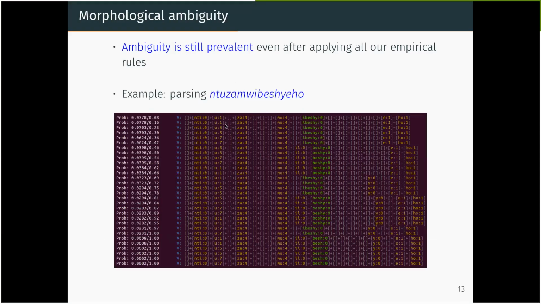Okay, so I think we can go next to the morphological disambiguation problem. So here is an example of analysis. You have something like mpuzamwibeshyeho. When you analyze it, you have to look through all of the combinations of affixes that match the morphographemic rules. You find a long list, and you need to choose from each of these segmentations which one is correct. And this is a hard problem.